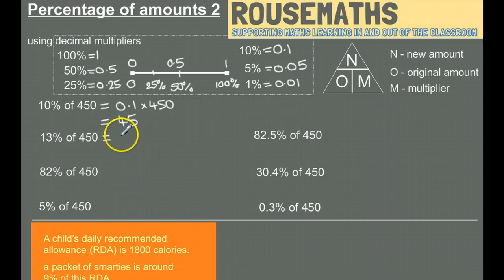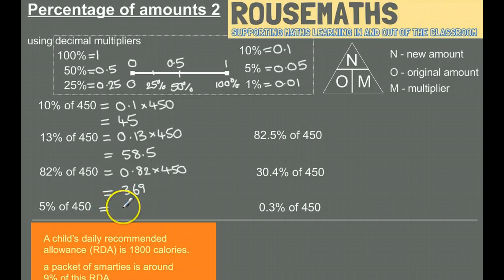So 13% of 450. So convert it to a decimal equivalent and then times it by the amount. And you should have got 58.5. Same for the next one, convert it to a decimal, times it by the amount, and you should have got 369. For this one, hopefully you spotted it was 5%, not to be confused with 50%.